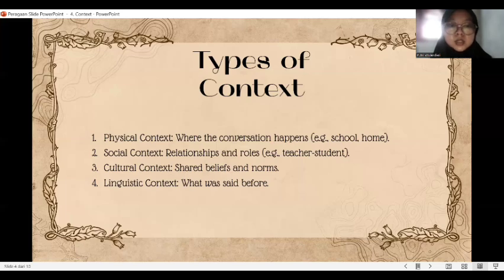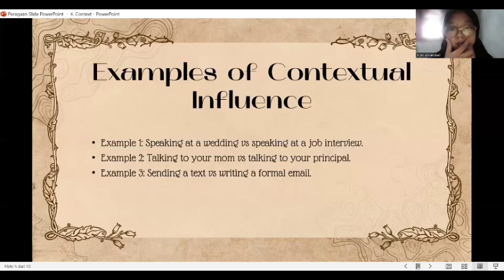The fourth is linguistic context, what was said before. For example, "she did it again." To understand this, you need to know what "it" refers to in the previous conversation. Examples of contextual influence. The first is speaking at a wedding versus speaking at a job interview. Saying thank you in a wedding speech versus in a job interview, both polite, with different language choices and tone.